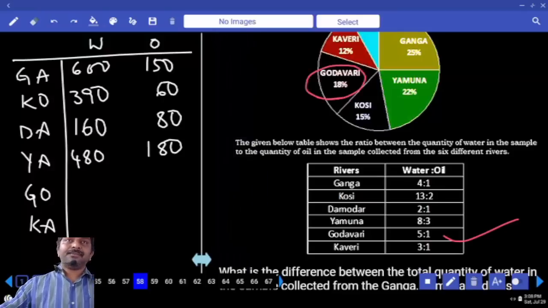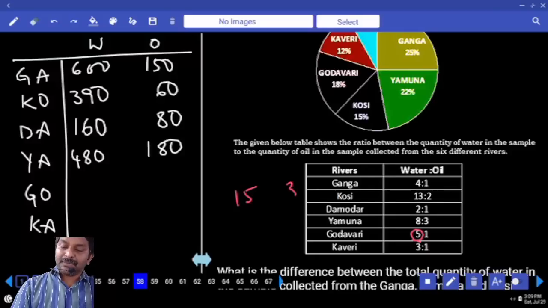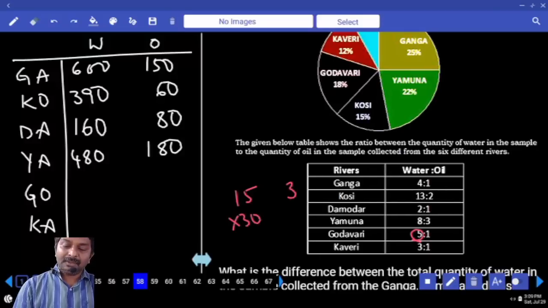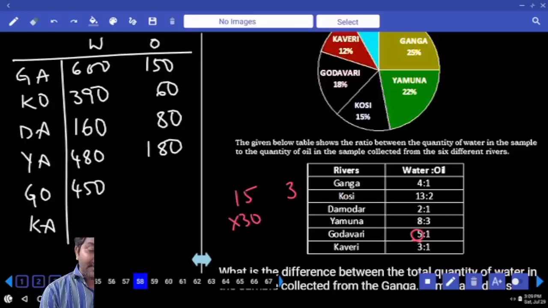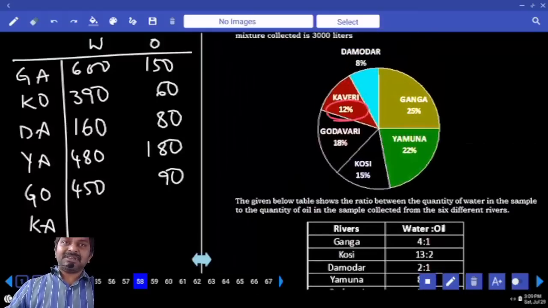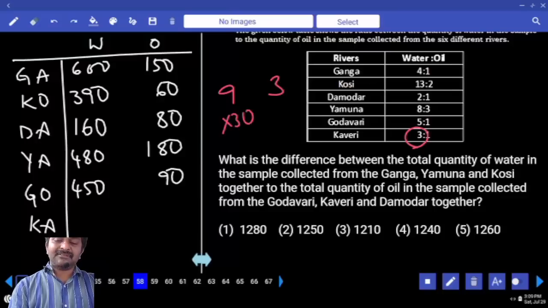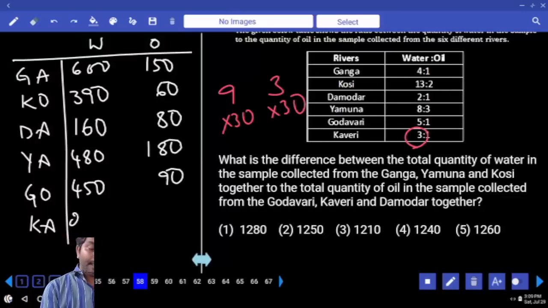What percentage do we have? 18%. 1 part is equal to 3. 5 parts. 1 part into 30, right? How much is that? 450. 3 into 30. Right. Kaveri. How many parts are there? Kaveri, 12% is equal to 4 parts. Each part is equal to 3. 3 3s, 9. 1 into 3, 3. Multiplied by 1% value. How much is that? 270. And now the table is here.